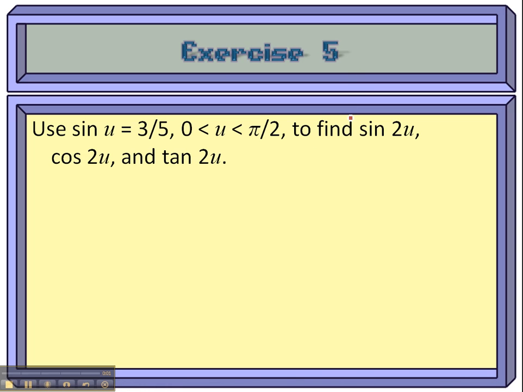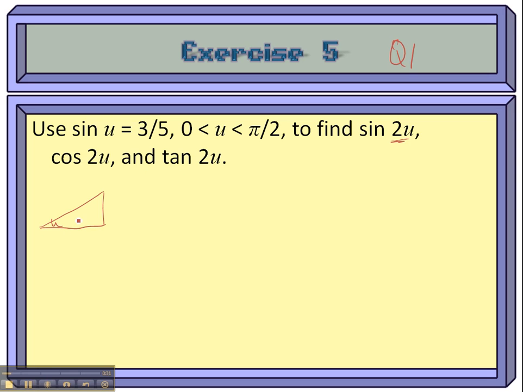Exercise 5 is the last bit of practice for some of the double angle formulas. So we're given sine u is equal to 3/5, where u is between 0 and pi over 2. In other words, it's an angle measurement in quadrant number 1. We're going to find the sine of u, the sine of 2u, cosine of 2u, and the tangent of 2u. So we're going to start by drawing this right triangle.